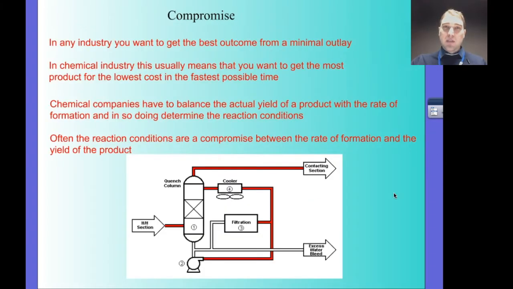In any industry you want to have the maximum output with the minimum outlay. So that means you want to make the most you can for the cheapest price. So in chemical industry this means you want to make the most product in the shortest time at the lowest cost. In chemical industry, the companies find a balance between the yield of the product and the rate of formation so that they can make the maximum amount of product in the shortest amount of time and save themselves as much money as possible.